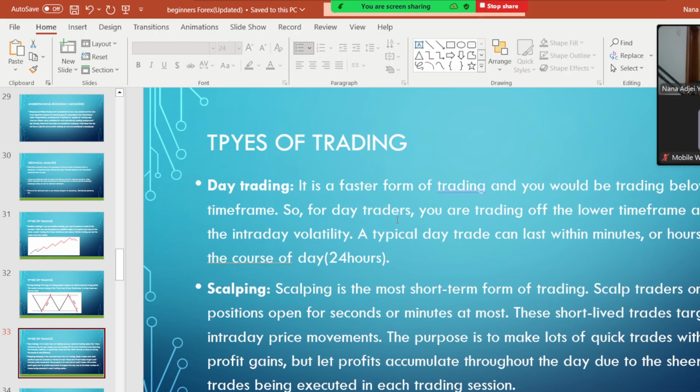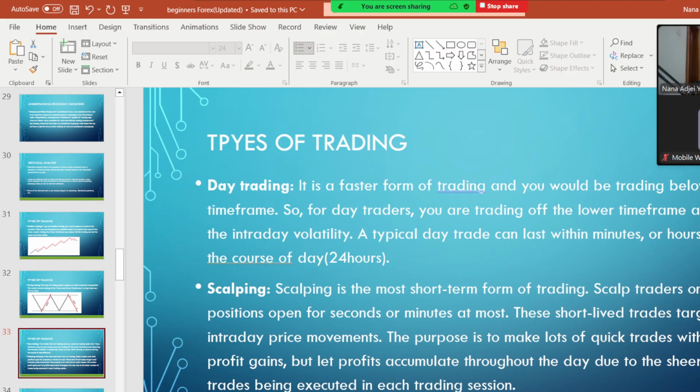So the longest time a day trader will be holding a trade is just 24 hours. Within 24 hours, I'm going to close out my trade and then wait for the next day for another opportunity. Sometimes with day traders, their trade can even last for minutes, depending on how volatile the market is or how fast price moves. So a typical day trader can have trades lasting for either minutes or hours or within 24 hours.